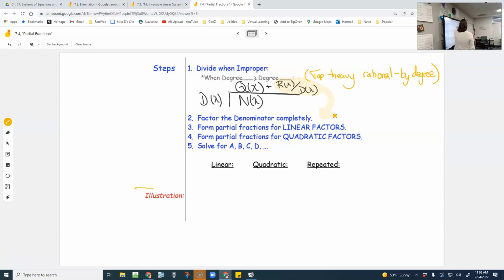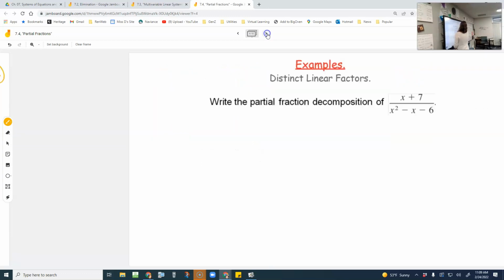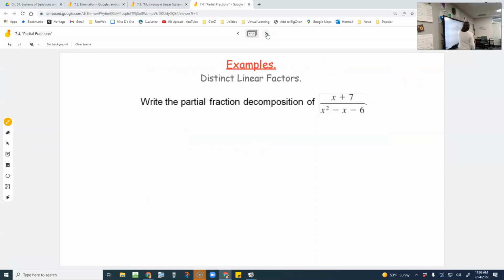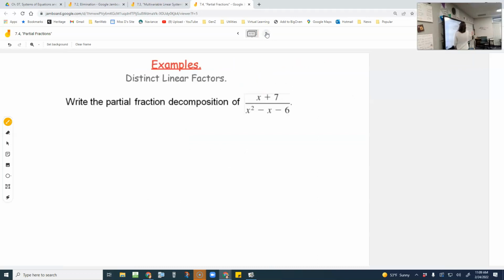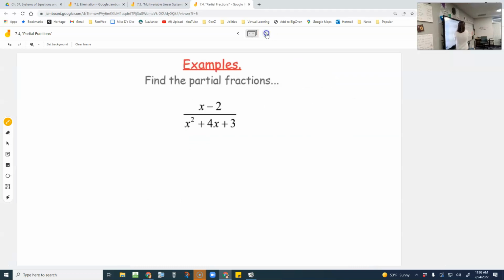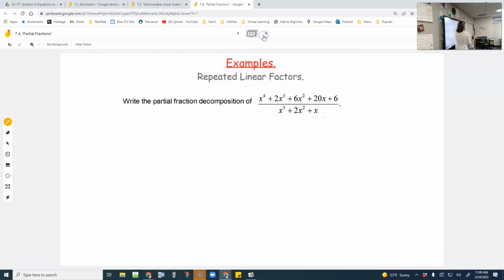But that's only for special cases. For instance, that is not necessary in this problem. Why? Because it has a stronger degree on the bottom. It's not top heavy. Not necessary. Same thing, stronger degree on the bottom, not necessary. Whoop, here it's necessary. It's just a division.